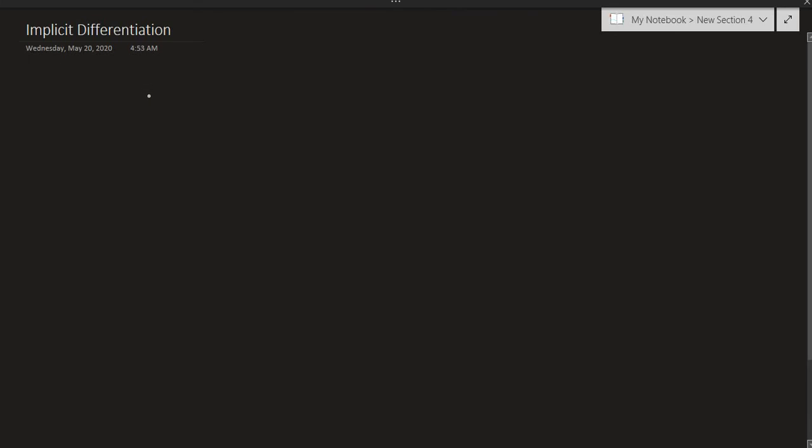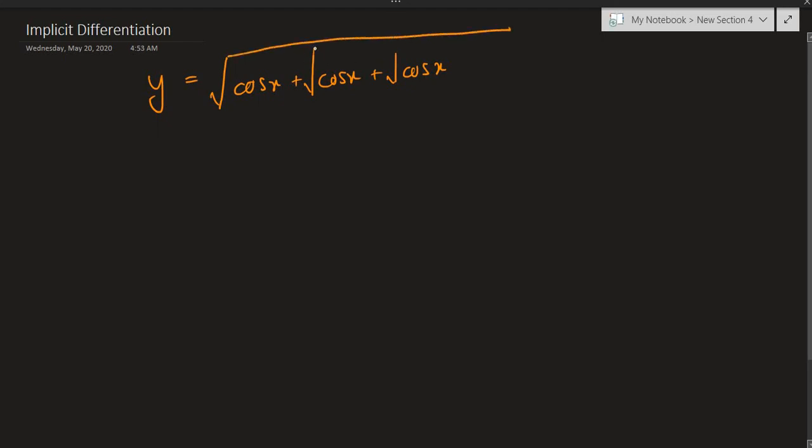Now let's do a nice one. So we have y being equal to the square root of cosine of x plus the square root of cosine of x plus the square root of cosine of x. But the thing is, this is like a nested radical that we have. So cosine plus root of cosine plus root of cosine, and this process sort of goes on till infinity.